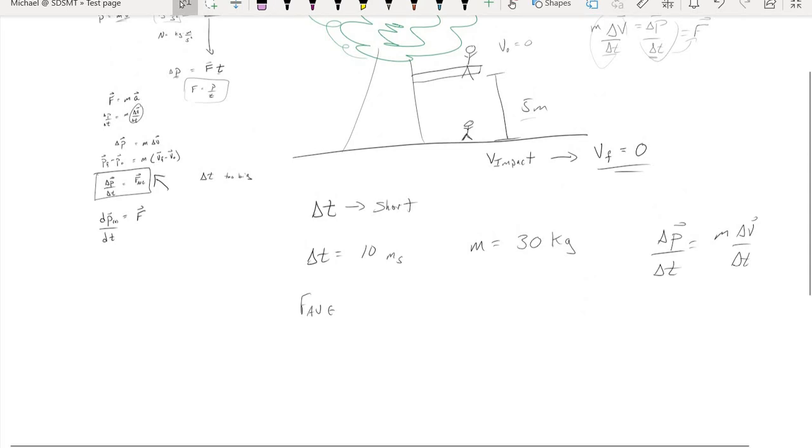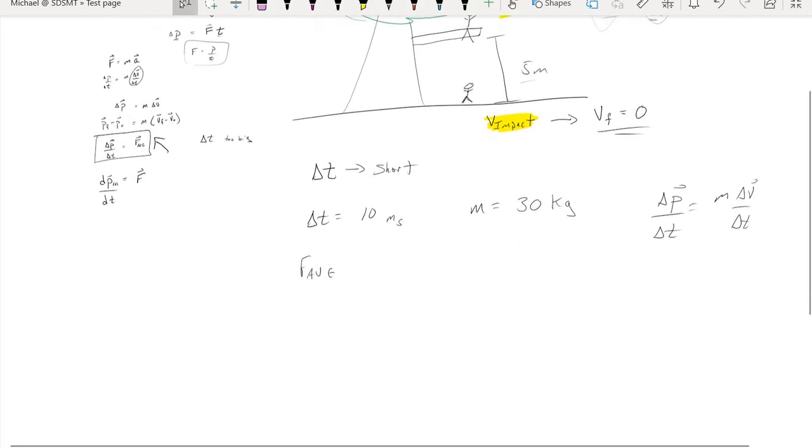To help us out with that, we will start at the beginning, where the child has 0 initial velocity, and we'll let them jump down to the ground. And we will use conservation of energy to tell us what the velocity at the impact site should be.